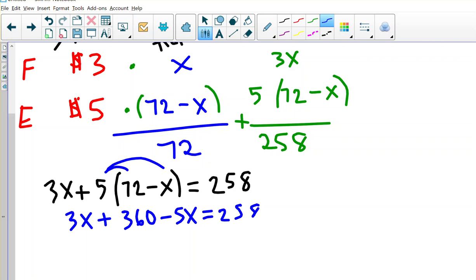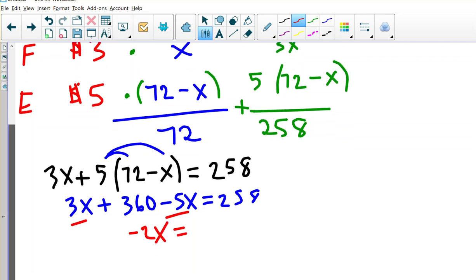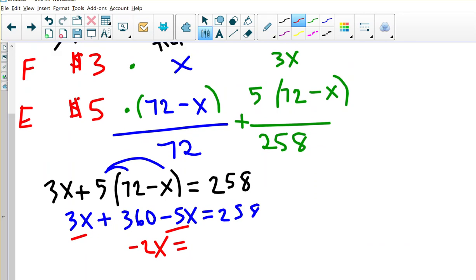So now I just need to combine like terms. On the left-hand side, 3X and negative 5X is negative 2X. And I'm going to combine my steps right here. I also will be subtracting 360 from both sides, which gives me negative 102. So for my last step, I would be dividing 102 by 2, and that is going to give me a positive 51.